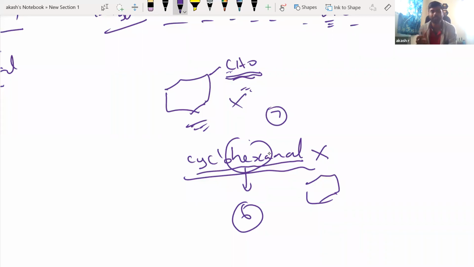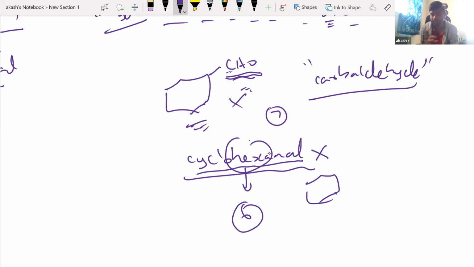There is some structure in which the CHO is not able to come inside the chain, right? And you're not able to account for it. You have to use the suffix differently. In this case, the suffix which you have to use is carbaldehyde. Only when you're not able to account for the carbon do you have to use carbaldehyde.